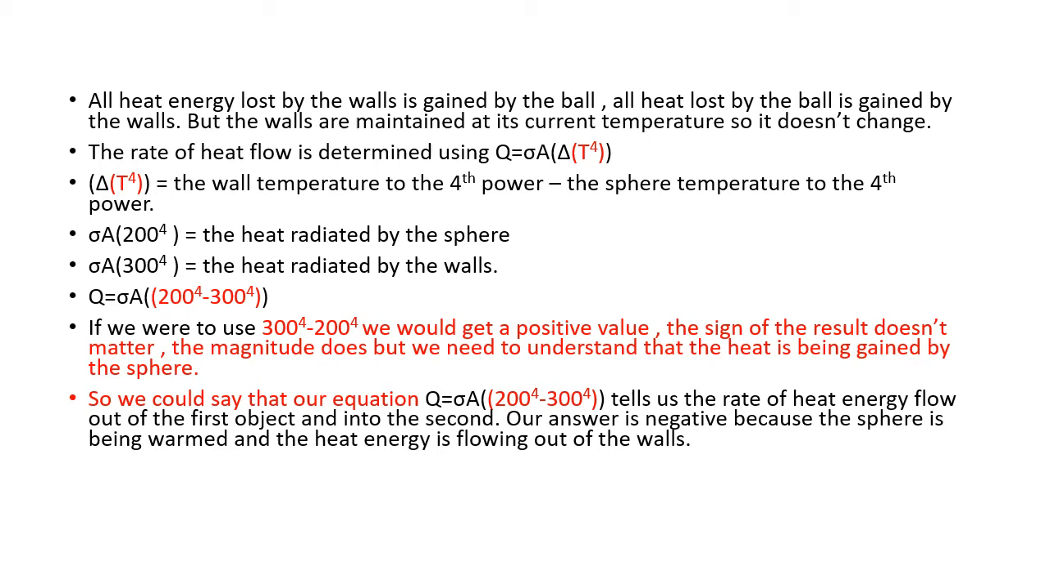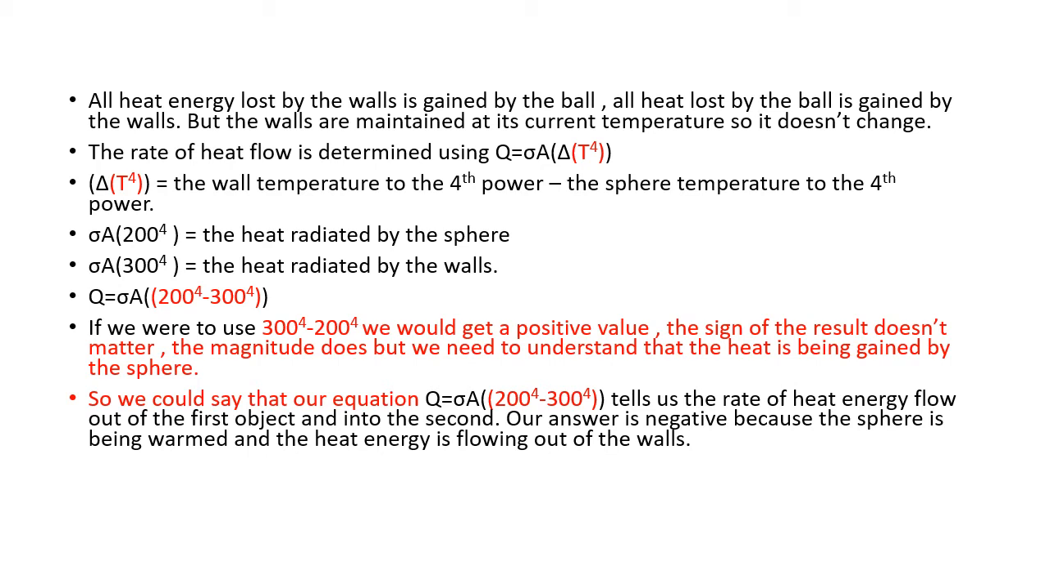Below that we can see sigma multiplied by A of the sphere multiplied by 200 to the power of 4 is the heat radiated by the sphere. And below that we've got a similar equation, and this is the heat radiated by the walls. If you think about the sphere, it's going to radiate some energy, but then it's going to receive some energy from the walls, and that difference is how we determine the rate of heat flow. Below that we've got the combined equation, which takes into account both the temperatures, and you can see now we could have a value for Q.